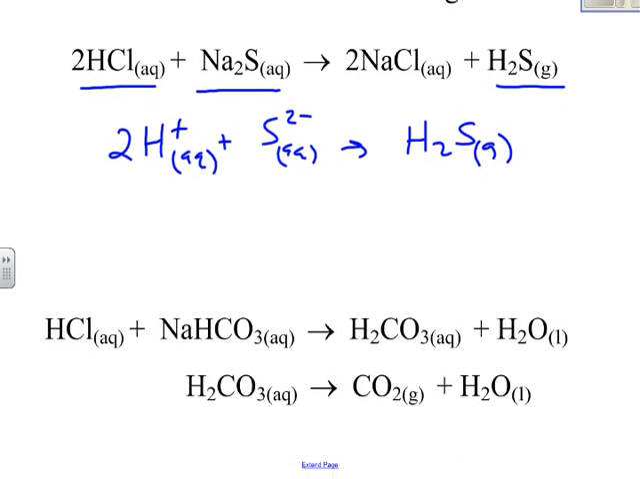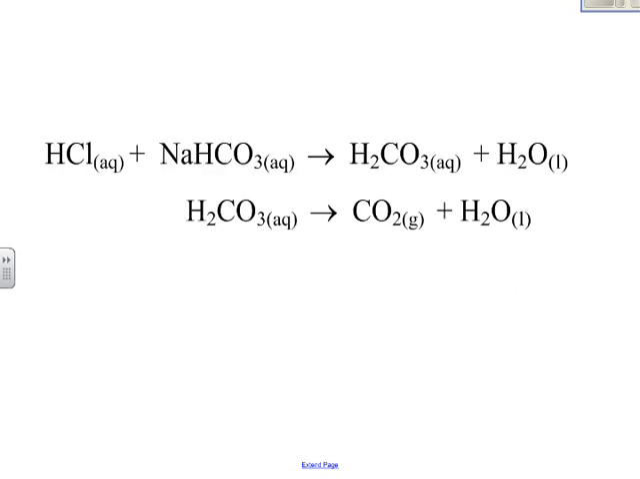Below, we have the more common hydrogen chloride, hydrochloric acid, reacting with sodium bicarbonate, forming carbonic acid, H2CO3, plus water. And in this case, the carbonic acid is not stable in water. It will quickly decompose into carbon dioxide and water. So you will not see the carbonic acid formed here. Rather, you'll see the bubbling indicating the formation of carbon dioxide.